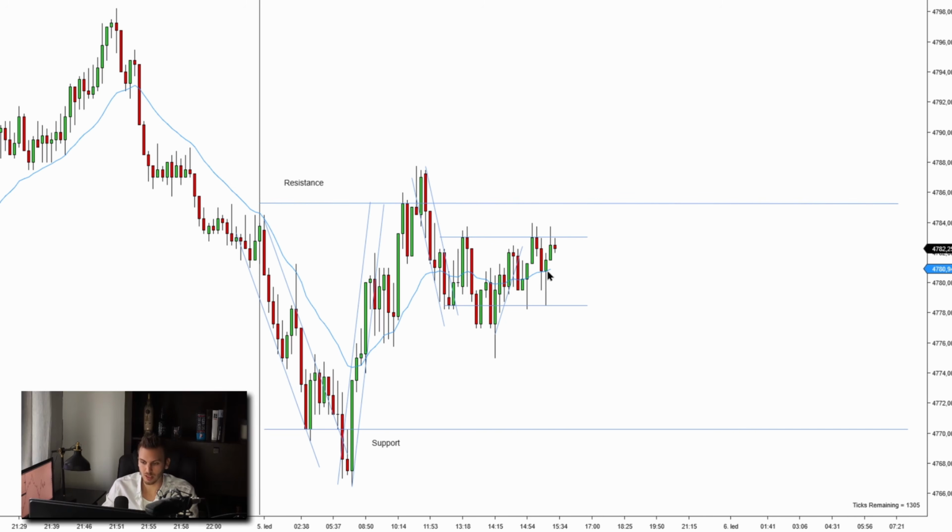The EMA keeps holding price. Even though this is now congested, a small little trading range, you treat it the same way as a trading range. I don't want to go short just yet.